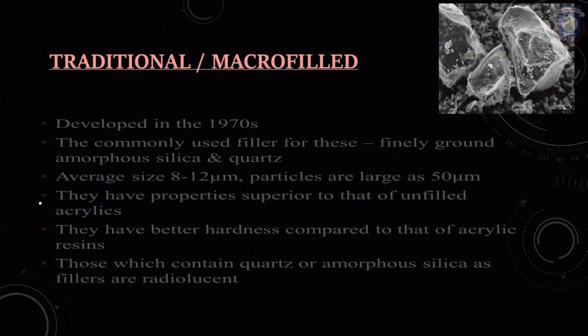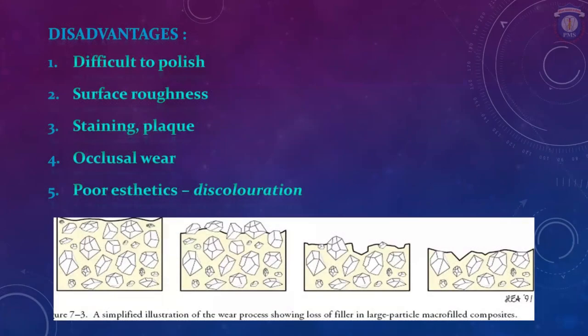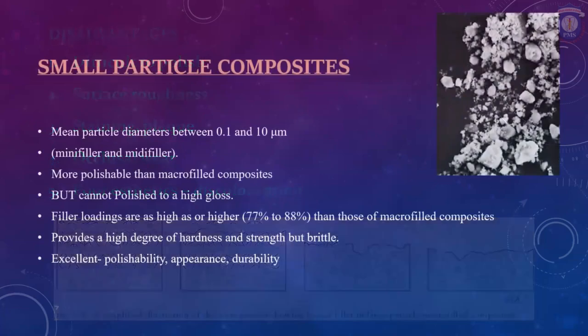Coming to the main composites as such, first coming to the traditional composites or macrofill composites, which were developed in the early 1970s. Commonly used fillers for these were finely ground amorphous silica and quartz. They have a particle size of 8 to 12 micrometer. They have better hardness compared to that of acrylic resin, and they contain quartz or amorphous silica as fillers. The main disadvantages of traditional composites were that they were difficult to polish, surface roughness was there, staining occurred, occlusal wear also occurred, and poor aesthetics was a concern.